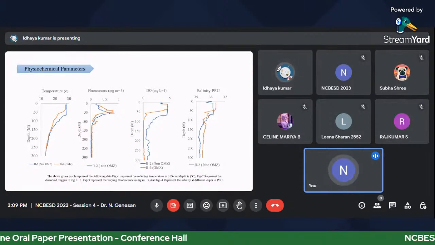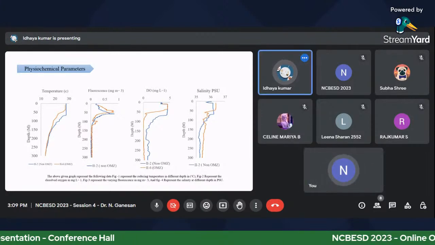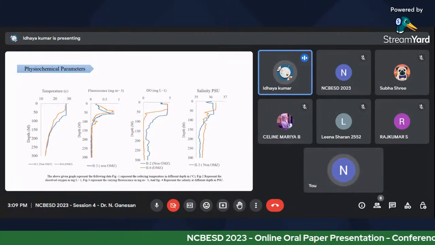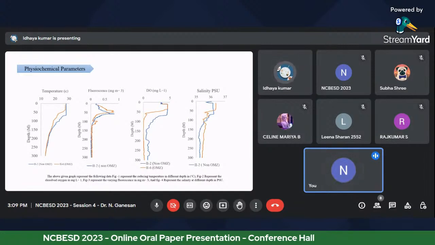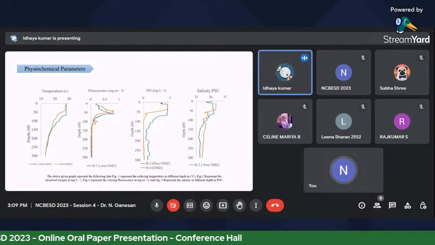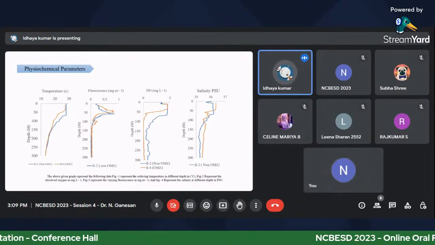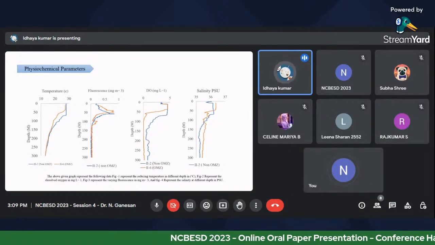We are measuring the fluorescence. One is to identify how much cytoplasm there is. Two is to analyze how much sunlight is getting in. Here you can see the peaks in the OMZ region. The orange color is the OMZ region and the blue color is the non-OMZ region. In that, you can see that below the depth of 150, there is a secondary chlorophyll maximum.